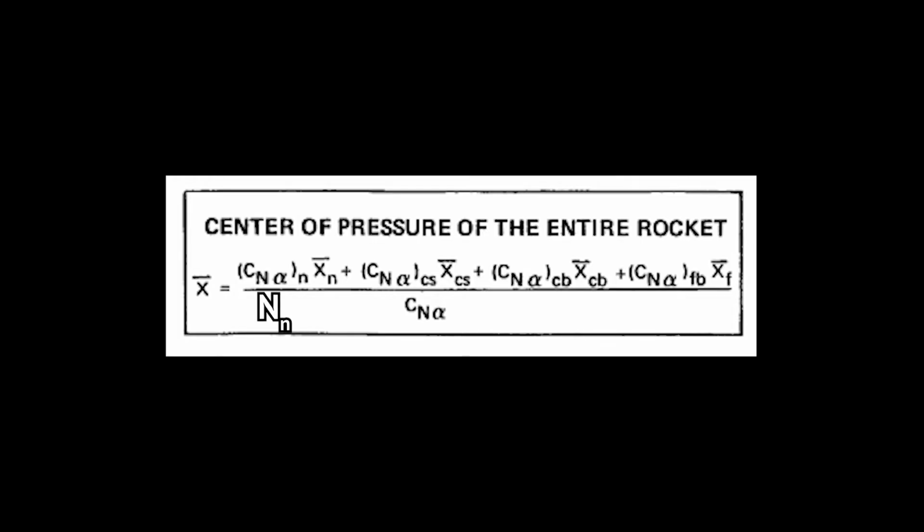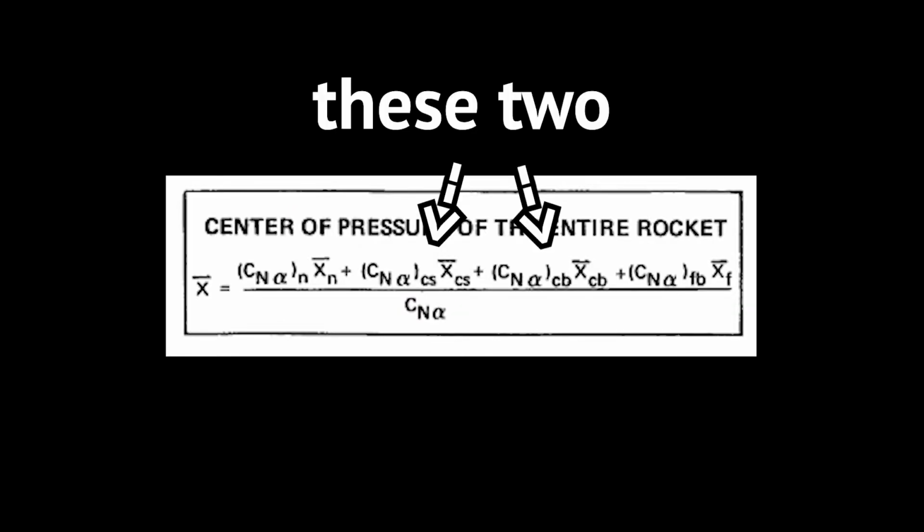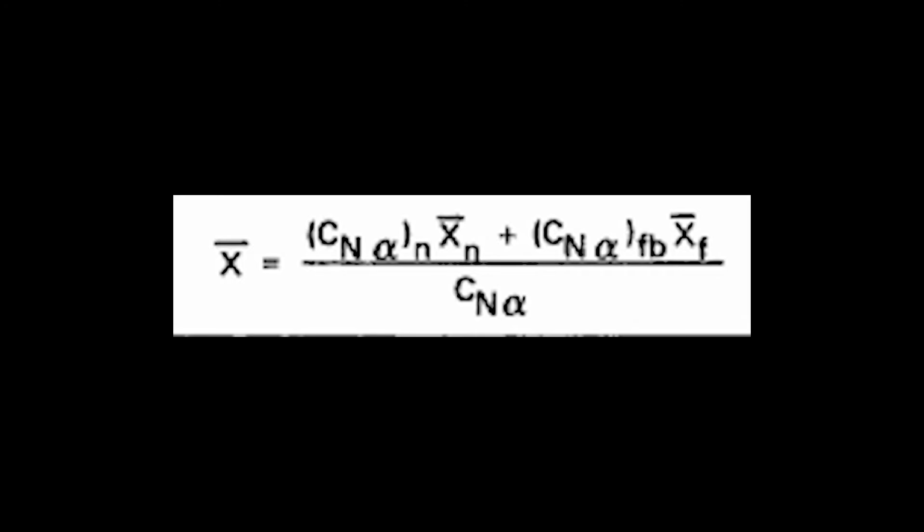We have the normal force on the nose cone, its distance from the reference line, and the normal force on the body and fins times the distance to the top of the fins. And that's it. We can eliminate two of these terms as we won't be using a conical shoulder or boat tail. So then you can see that solving this is actually quite simple.